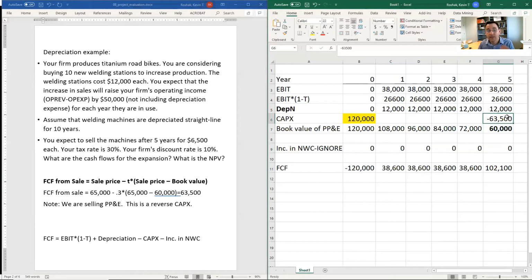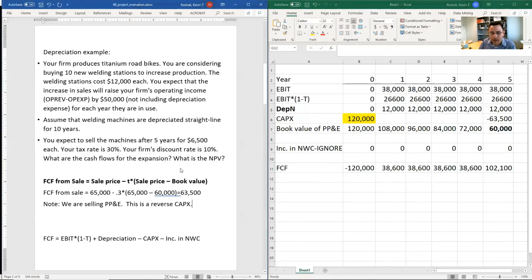Notice that this increases your free cash flow. Right before, the free cash flow was $38,600, but when I put in this reverse CAPX, the free cash flow jumped to $102,100. That's because you're selling stuff, so it's a positive cash flow; you're bringing money back into the company.